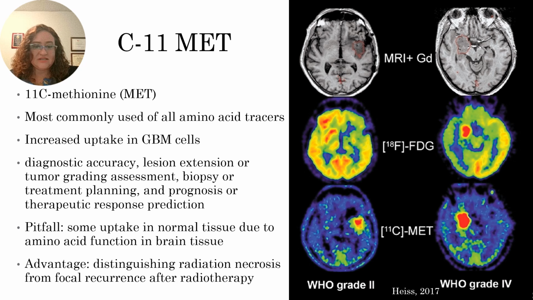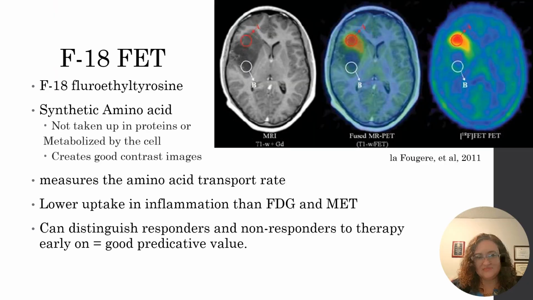It shows lesion extension or tumor grading assessment, biopsy, or treatment planning, and it's really good for prognosis or therapeutic response prediction. A lot of clinical trials are using CMET. One of the pitfalls is that you see uptake in normal tissue because it is something that's naturally metabolized by brain cells. But it has a really good advantage in distinguishing between radiation necrosis and the focal recurrence and inflammation that occurs after radiation therapy.